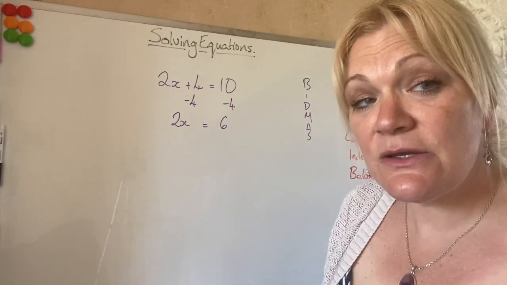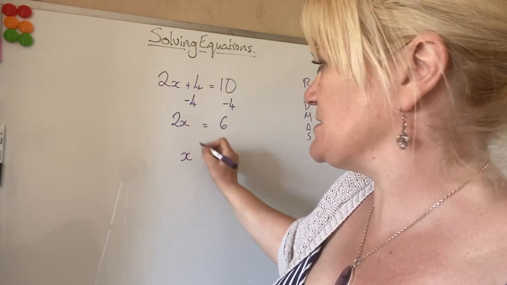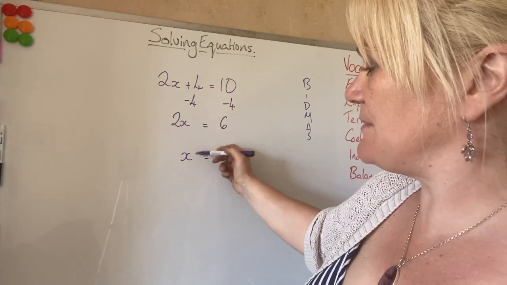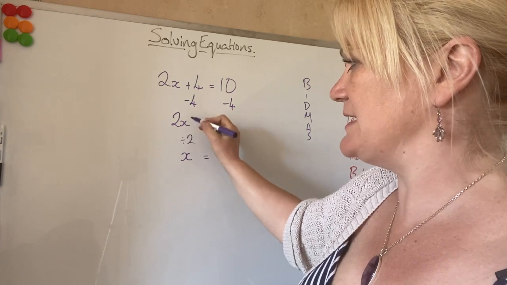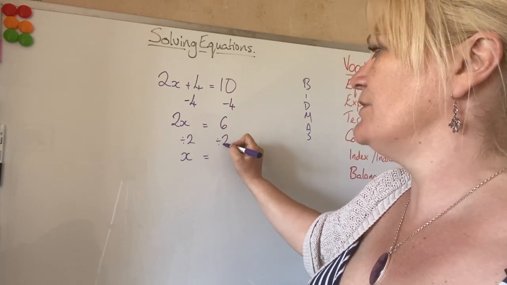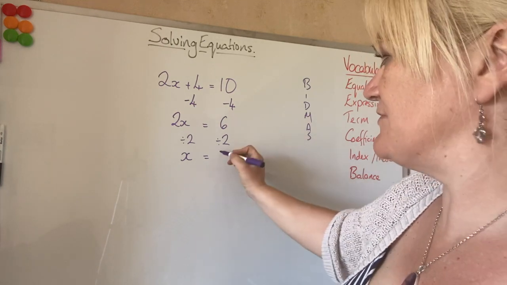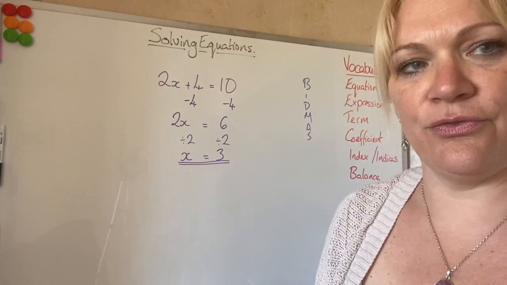Now I'm left with a single step equation, and I know that I've got 2 lots of x over here, but I only want x by itself. How do I get from 2 lots of something to 1 lot of something? I do the inverse of multiplying, I divide. Divide that side by 2, so I have to divide this side by 2 as well. 6 divided by 2, in this case, x is 3.